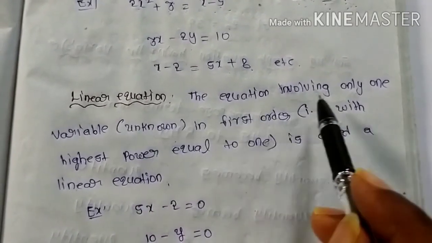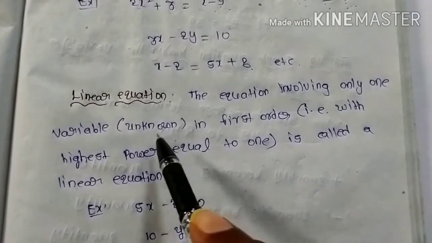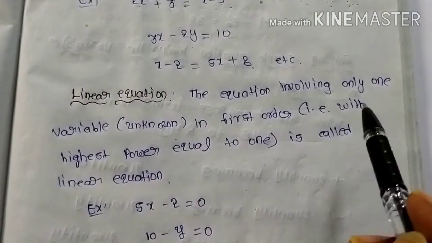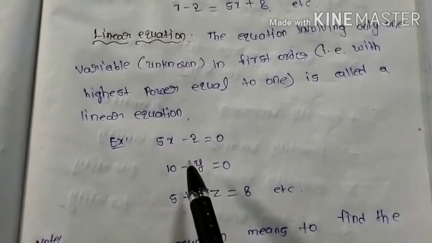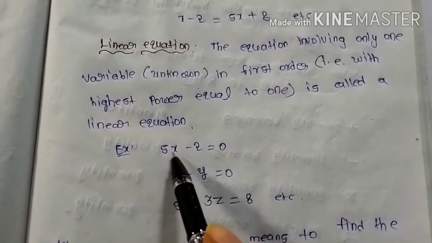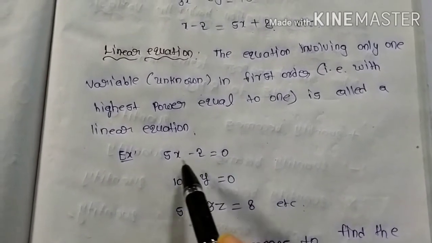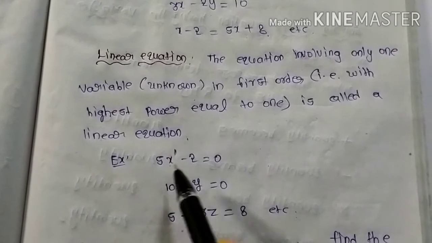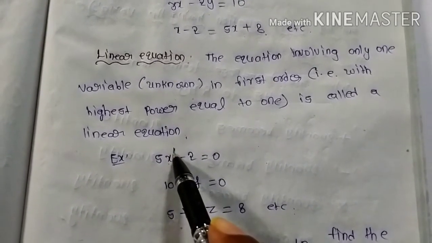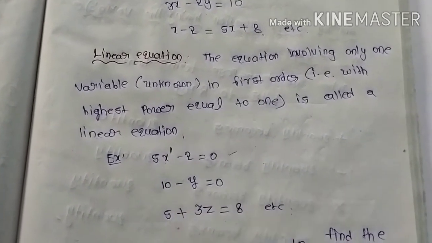An equation involving only one variable, which is unknown, in first order with highest power equal to 1, is called a linear equation. See here, 5x minus 2 is equal to 0. Does it have only one variable? Yes, that is only x. What is the x power here? X power 1. That means the highest power is 1 only, so this is called a linear equation.